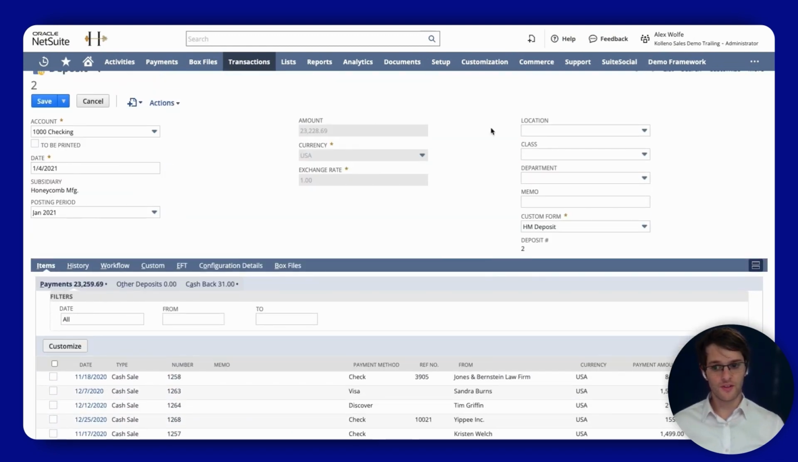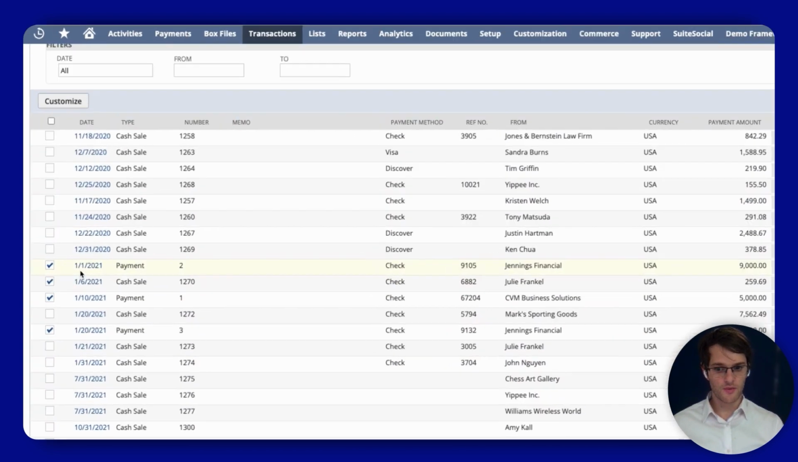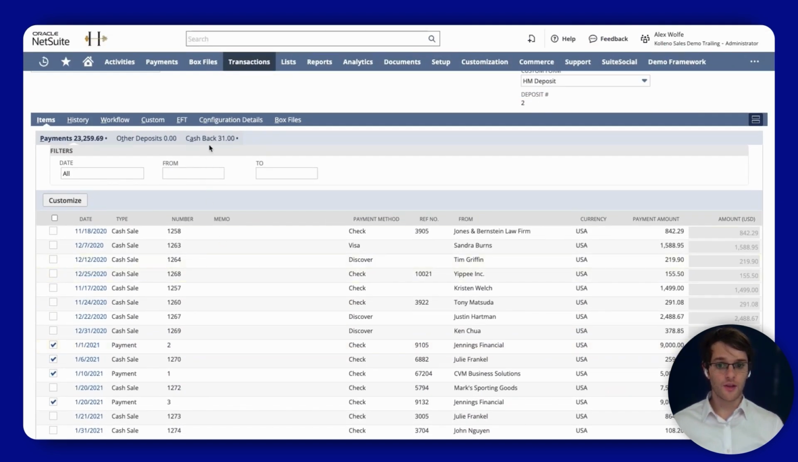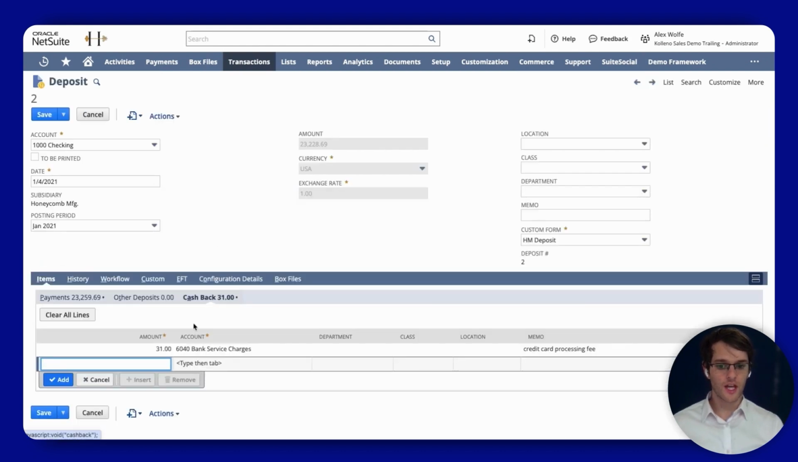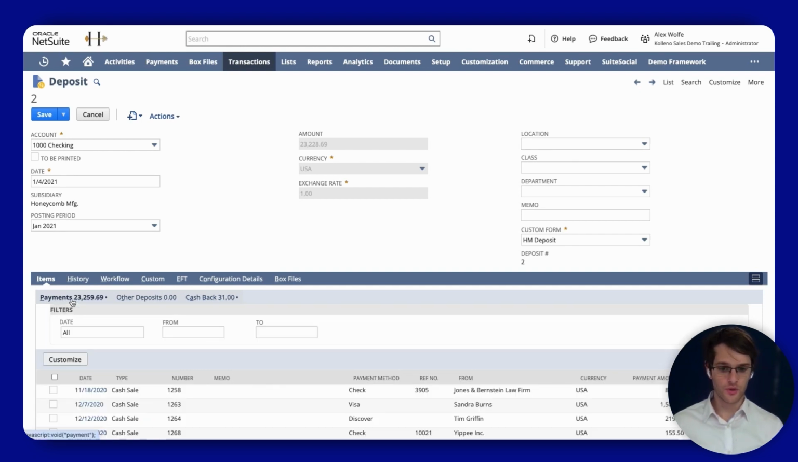You fill in the fields here based on your custom form, so yours will probably vary slightly. And then you select here the payments or cash sale. And you might want to use also the cash back if you had any cash back in the deposit. So it's quite straightforward, and the NetSuite documentation can be quite helpful here.